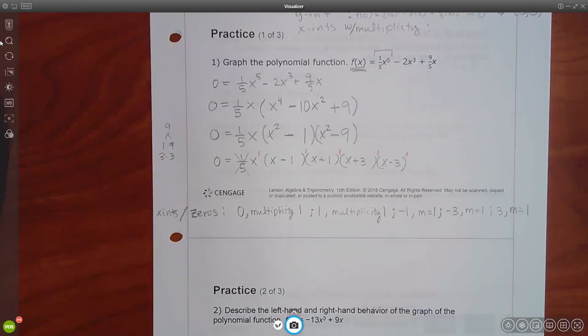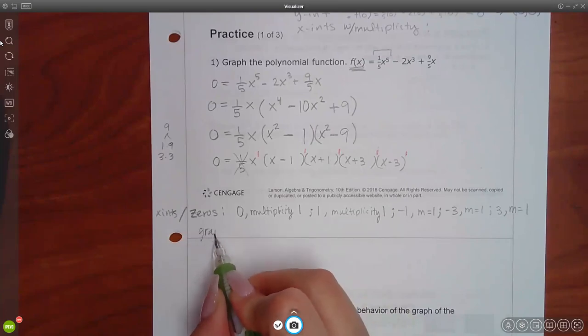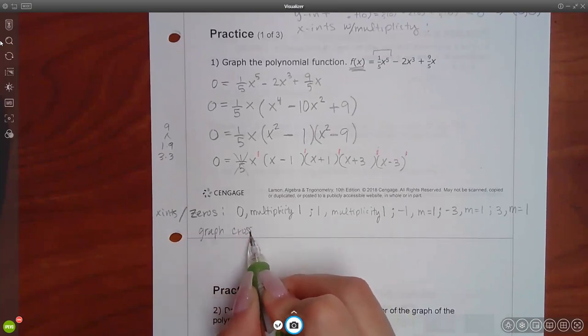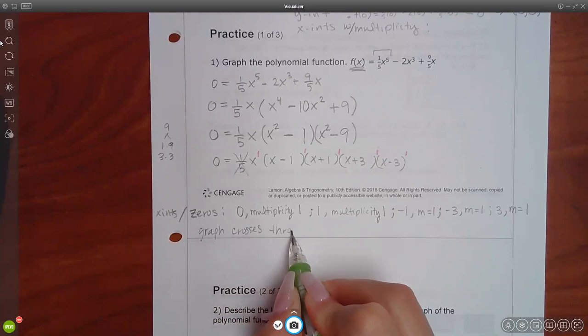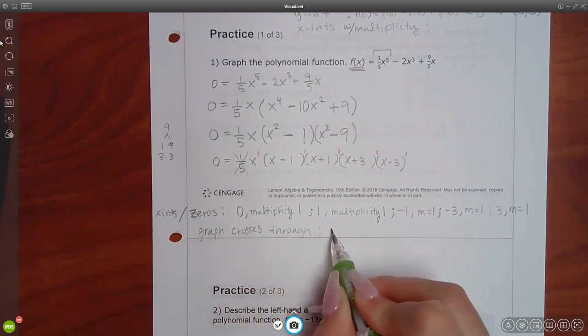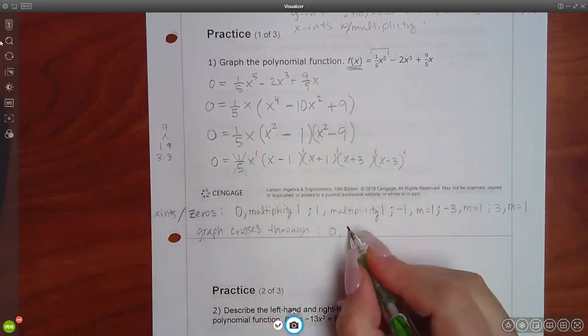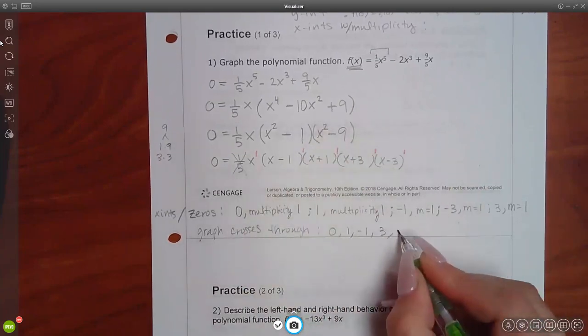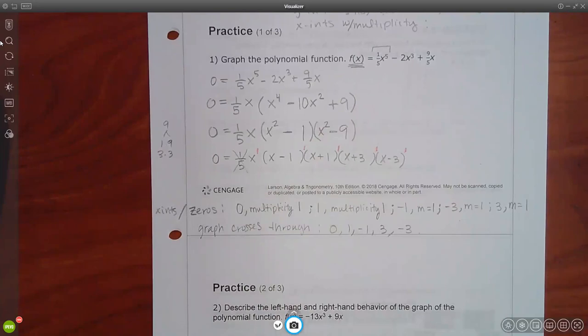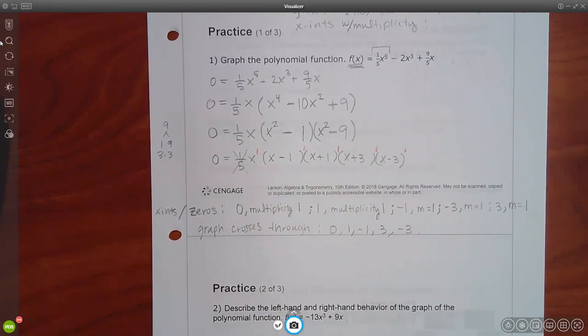So what does that mean? That means the graph crosses through 0, 1, negative 1, 3, and negative 3. On all of them, it crosses, right? Sometimes that doesn't happen, right? Sometimes it might actually bounce off of a few. But for this particular problem, it's going to cross through all of them, okay?